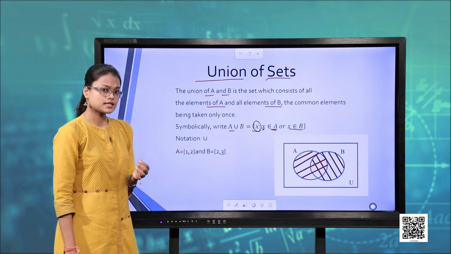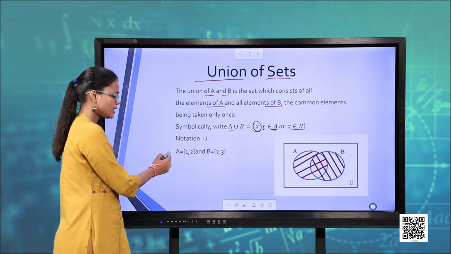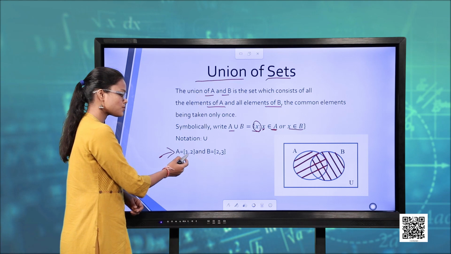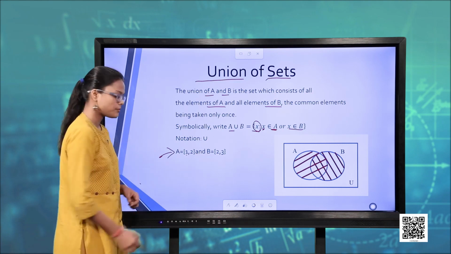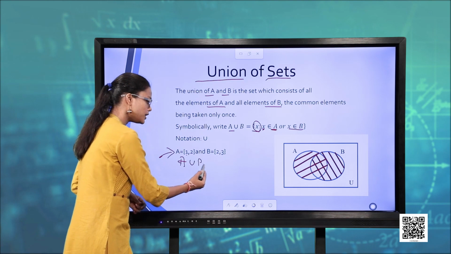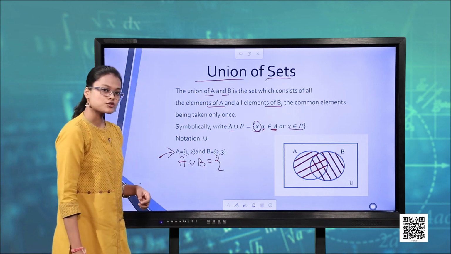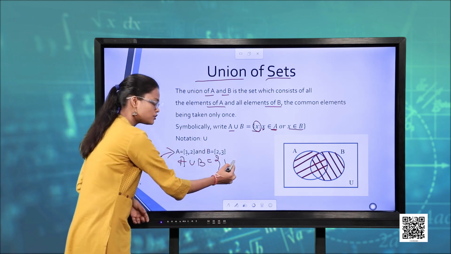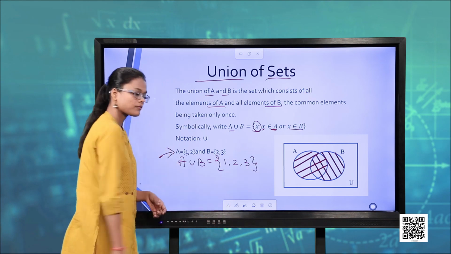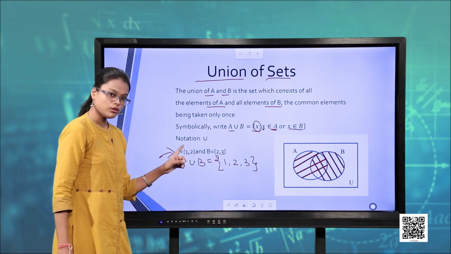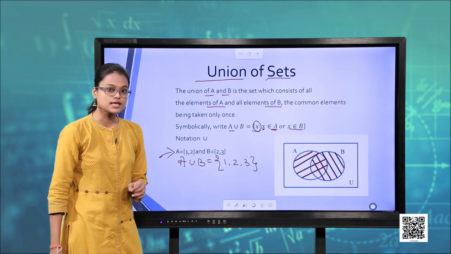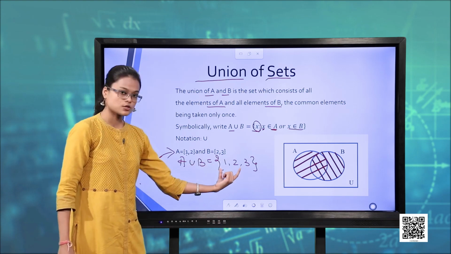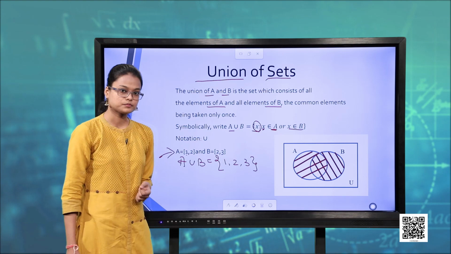Okay? Let us take one example on it as well. If I have two sets A and B, A consists of two elements 1 and 2, B consists of two elements 2 and 3. If I ask what will be A union B, what will you write? Each and every element of A and B. So, 1, 2, 3. Remember, 2 is common to both A as well as B, so common elements have to be written only once. So A union B is equal to a set which consists of 3 elements 1, 2 and 3.